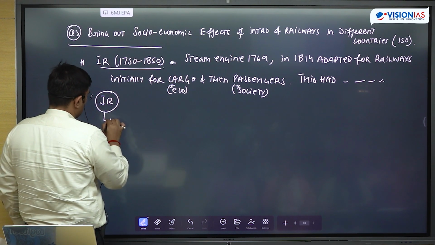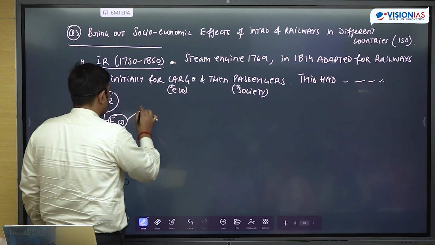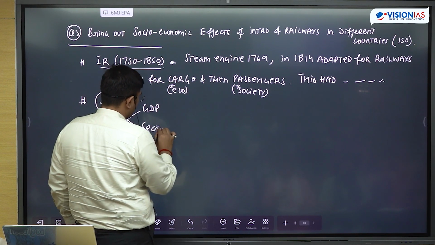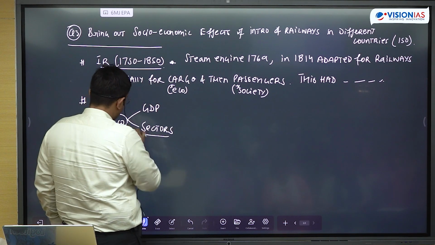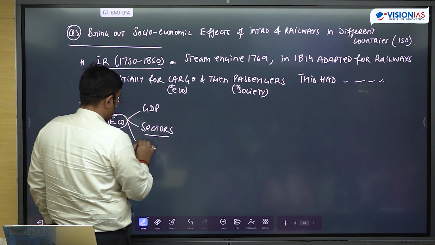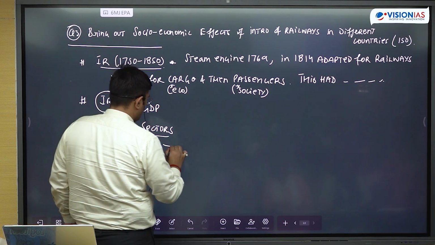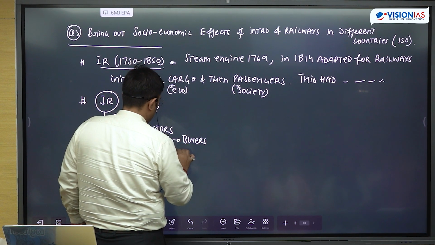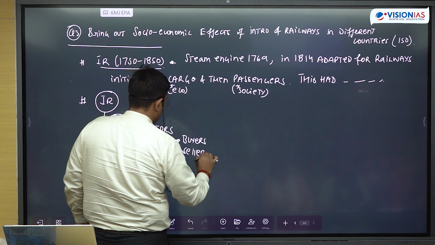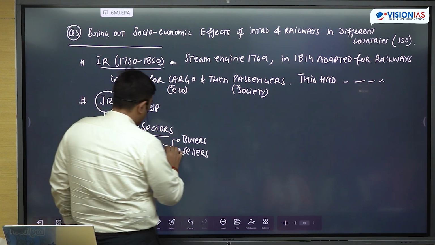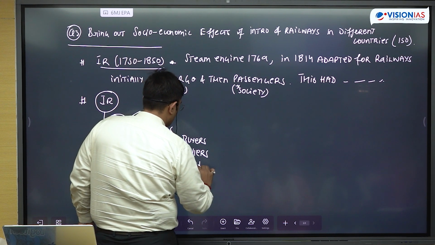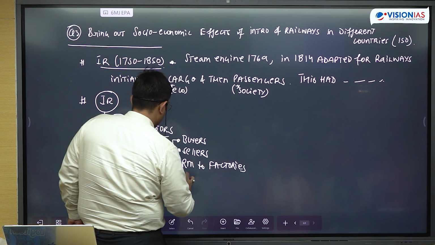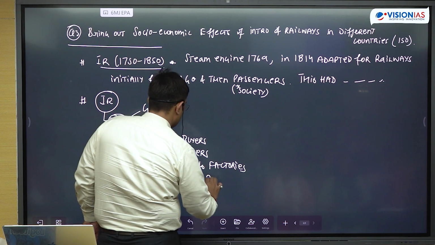See, if we think about the economy, I want you to make a mind map. If we think about the economy, the first aspect that comes is GDP. Then the second aspect is that there are different sectors in GDP. Next aspect is that in the economy there is an element of geography also, that is the connection of buyers with sellers, connection of raw materials to factories, and then connection of finished goods to buyers.